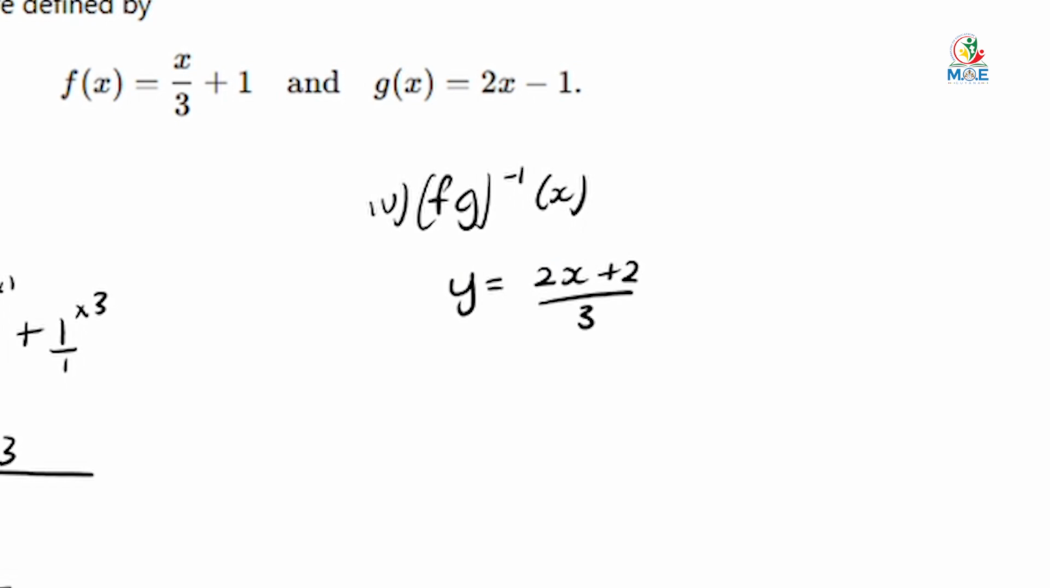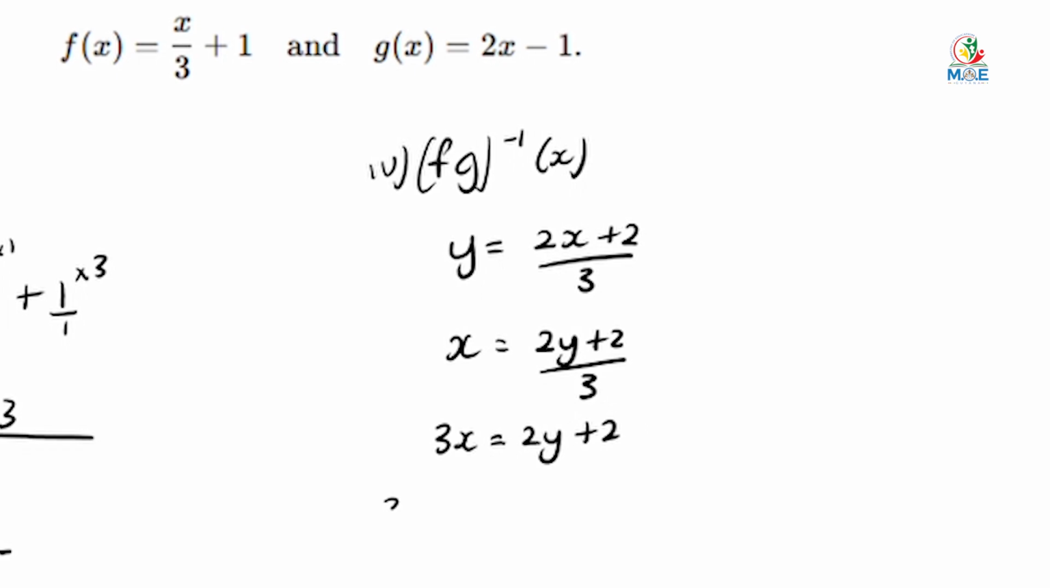Then we interchange the x and the y. So we'll have x is equal to (2y plus 2) all divided by 3. And then we make y the subject of the formula. So we take over the 3, which is dividing, we take it over to multiply. So 3 times x will be 3x is equal to 2y plus 2. And then we take over the plus 2. So it becomes 3x minus 2.